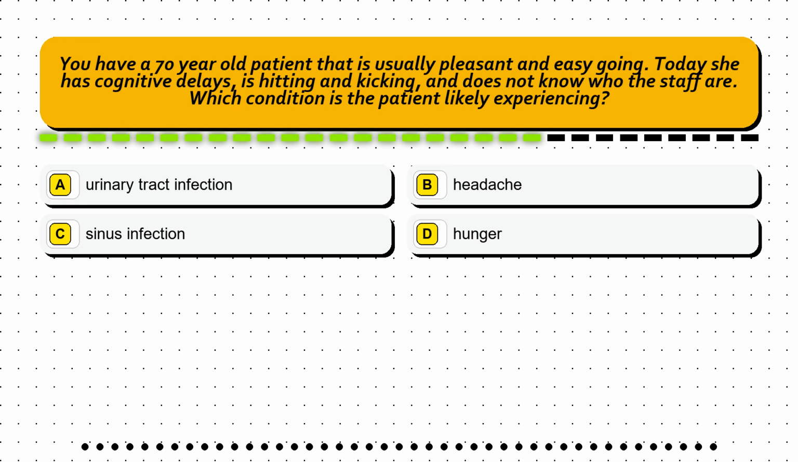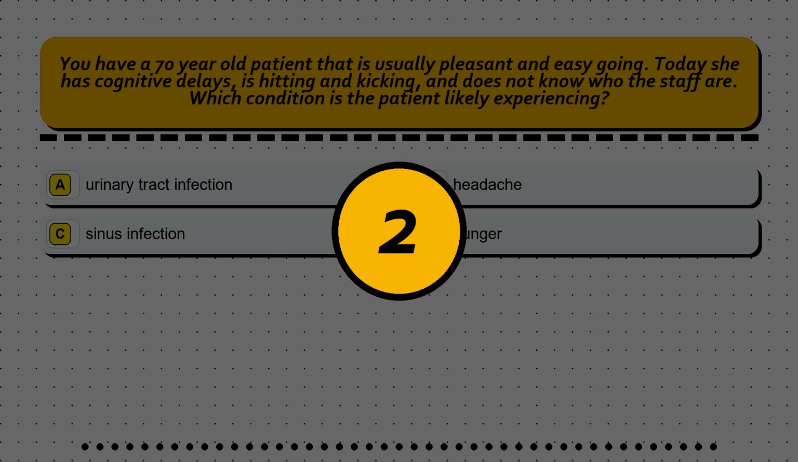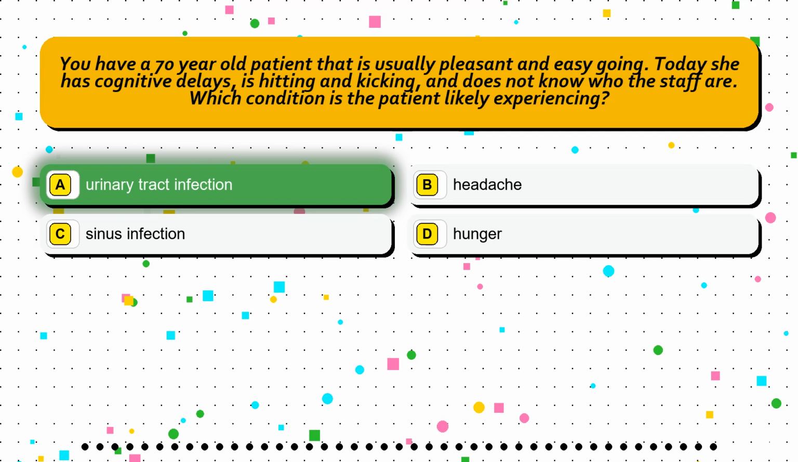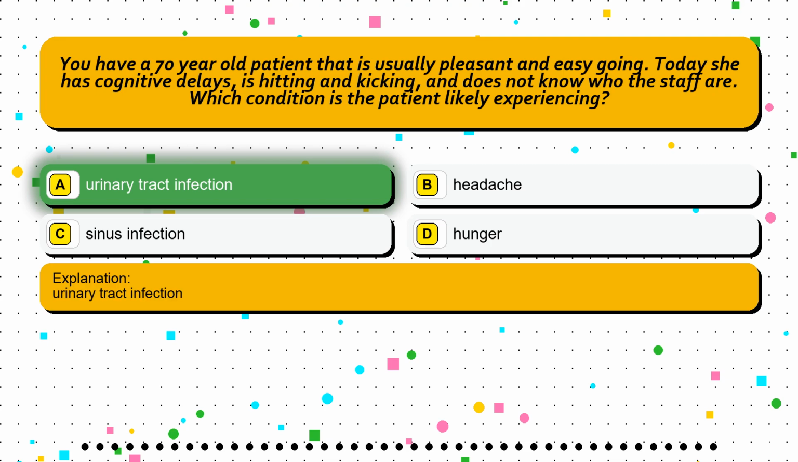Question 19. You have a 70-year-old patient that is usually pleasant and easygoing. Today she has cognitive delays, is hitting and kicking, and does not know who the staff are. Which condition is the patient likely experiencing? Option A, urinary tract infection. Option B, headache. Option C, sinus infection. Option D, hunger. The correct answer is option A, urinary tract infection.